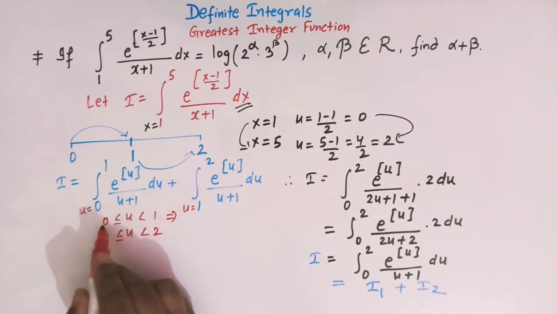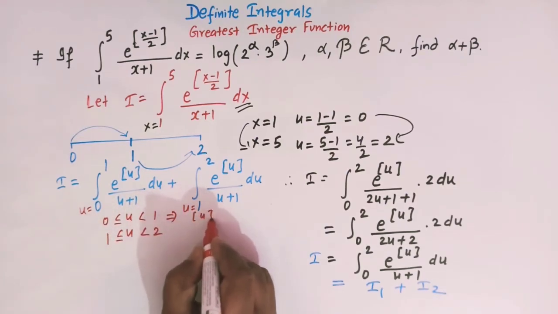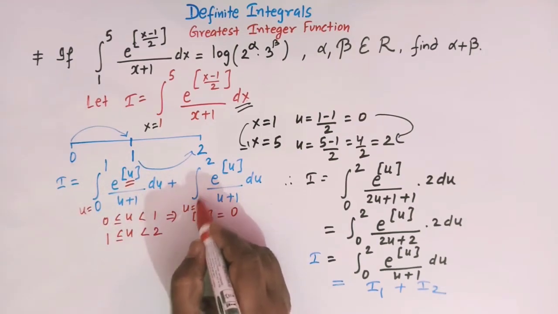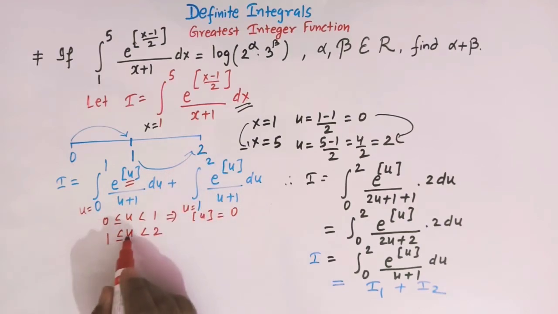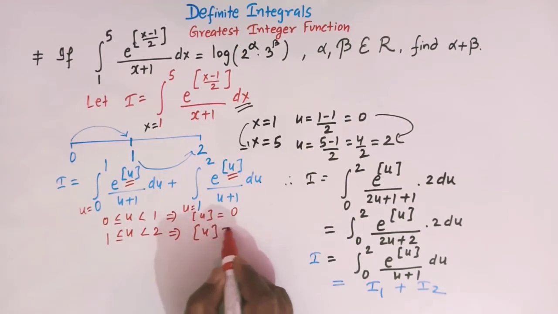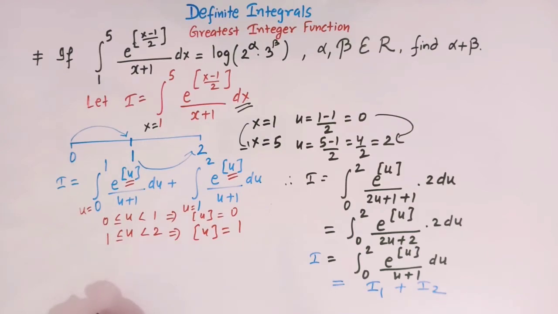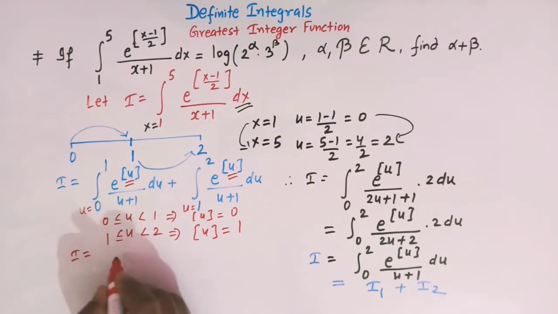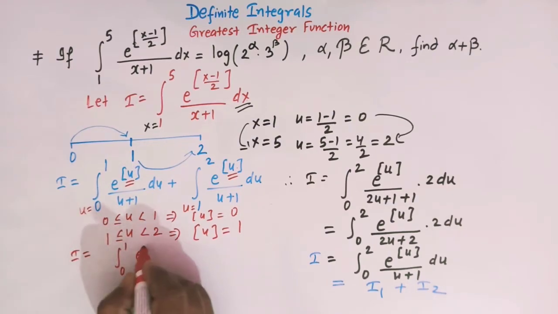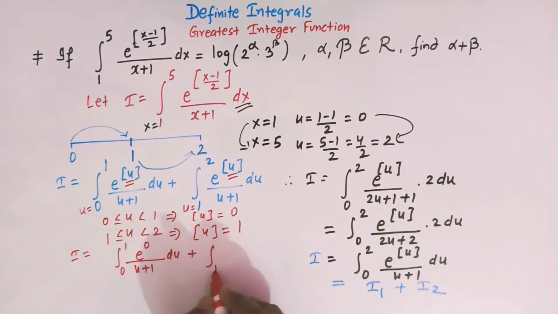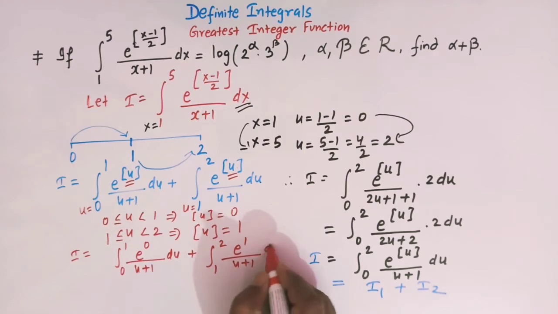So when u lies between 0 and 1, then the value of greatest integer of u is obviously equal to 0, right? And when u varies from 1 to 2, that is u lies between 1 and 2, then the value of greatest integer of u is equal to 1, right? So here we have 0 and here we have 1, so now I can be written as integral from 0 to 1 of e raised to 0 divided by u plus 1 du, and here we have 1 to 2, then e raised to 1 over u plus 1 du, right?